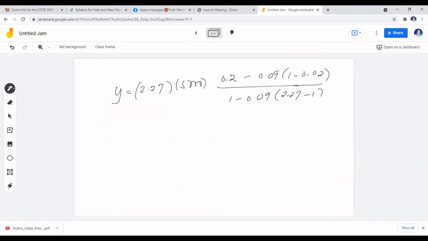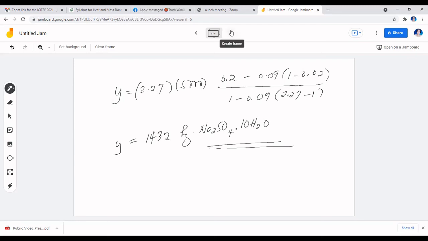So that will give you a yield of 1,432 kilograms of sodium sulfate decahydrate. Take note of the unit. The unit now reflects the identity of the crystal, the hydrated form of your crystal in the crystallization process. So that's 1,432 kilograms sodium sulfate decahydrate. Okay, any question here?